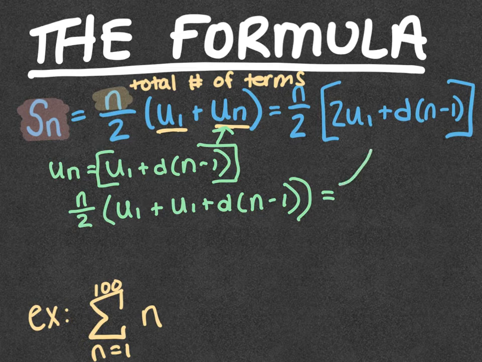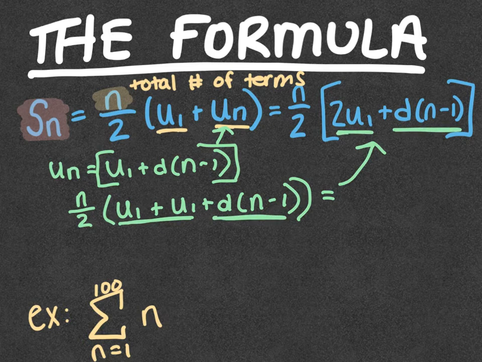And that exactly equals my formula over here. I have 2u1 plus d times n minus 1. So they're the same exact formula. Some of them are just easier to use depending on what information you're given. Okay, so let's get into this.